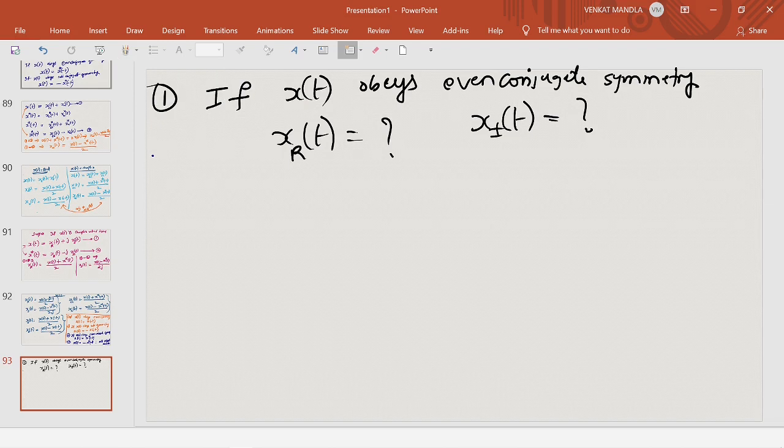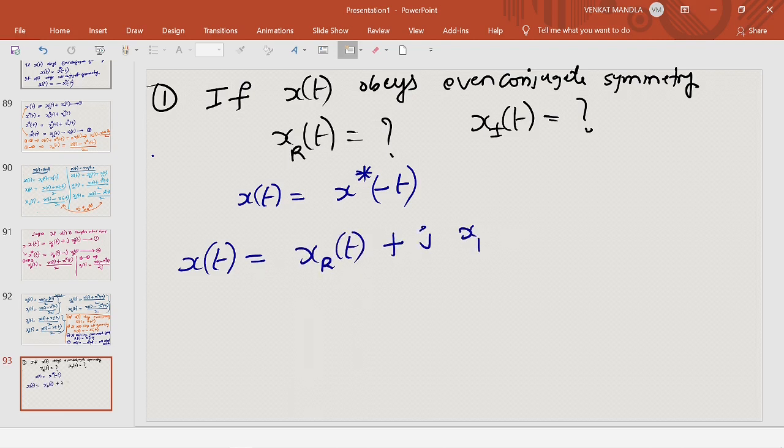So the question is, x of t obeys even conjugate symmetry. What is the condition? x of t equal to x conjugate of minus t. This is the condition. So he is asking about its real part and its imaginary part. The given signal is a complex valued signal, so I will write any complex valued signal as its real part plus j into its imaginary part. Okay, this I can write. But I have a condition: x of t equal to x conjugate of minus t.